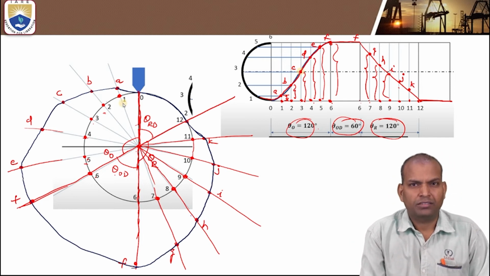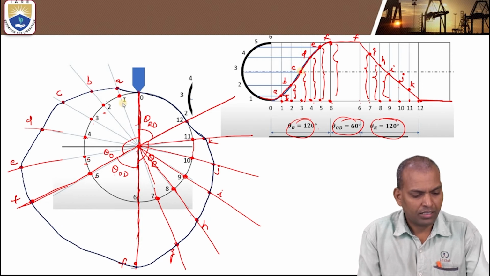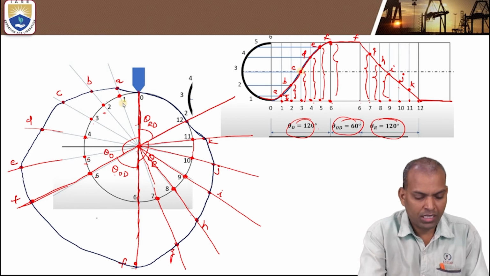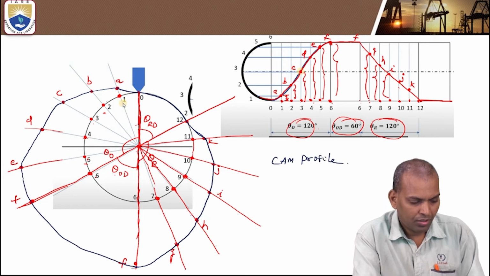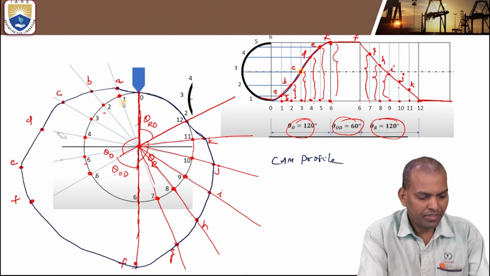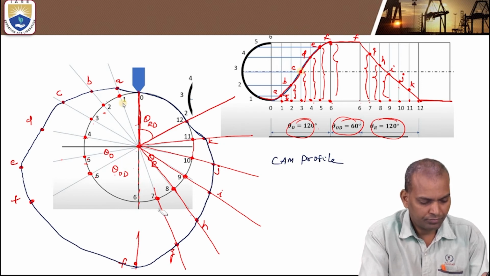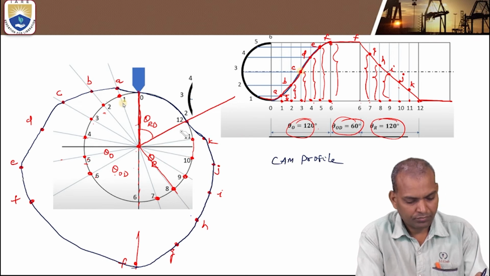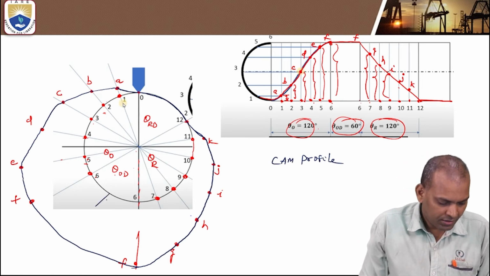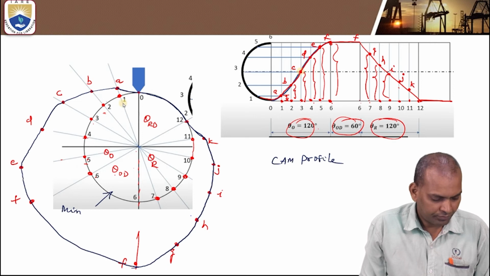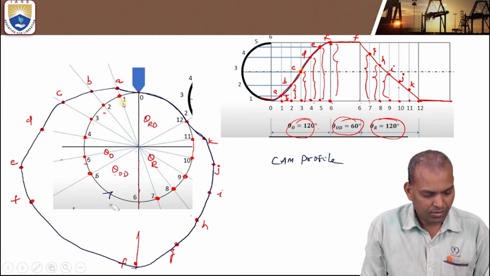This profile, the shape of the points traced, joining the trace of the curve, is known as a cam profile. Now, the shape of the cam will be visible like that. So, what is the circle here? This is the minimum radius of the cam.